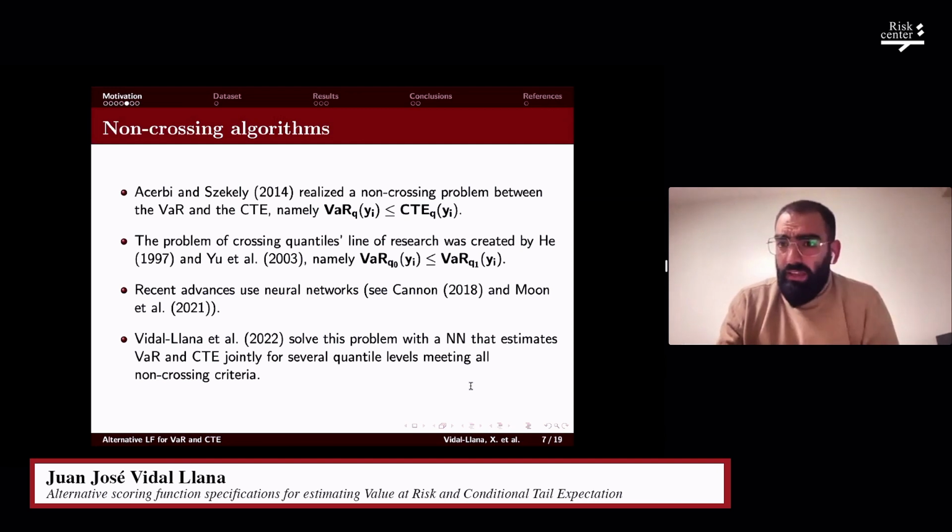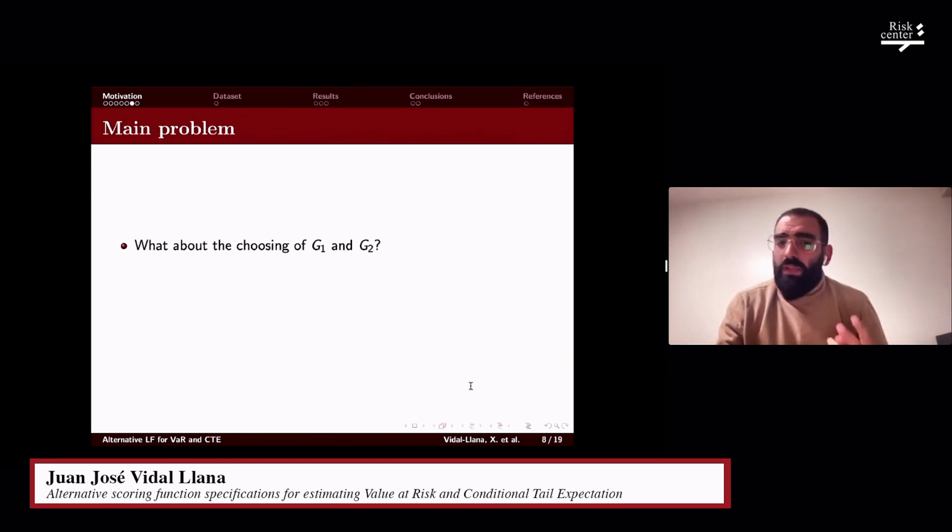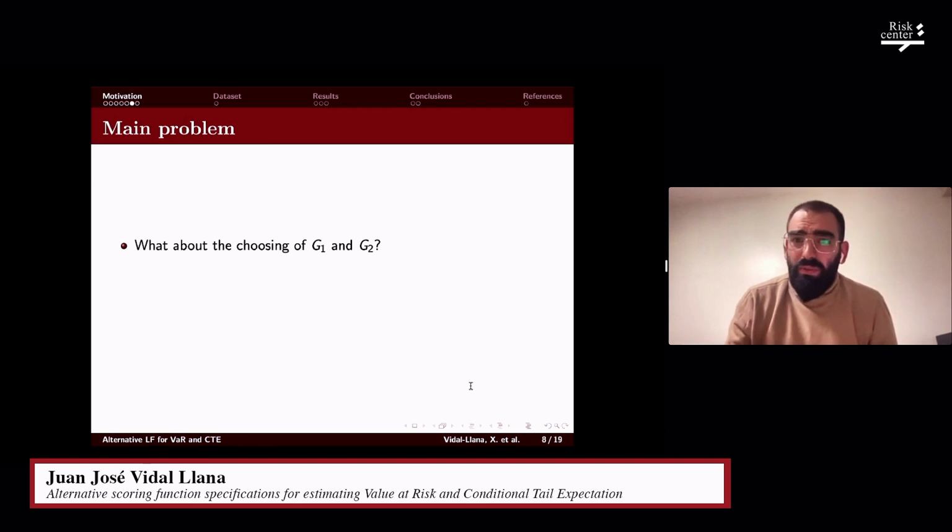But there is something that I didn't mention. If you remember the scoring function for the CTE, there were two functions there. What about the choice of these functions? Does it matter to our prediction? Does it matter to the computational time of our models? This is what we are tackling here in this paper.